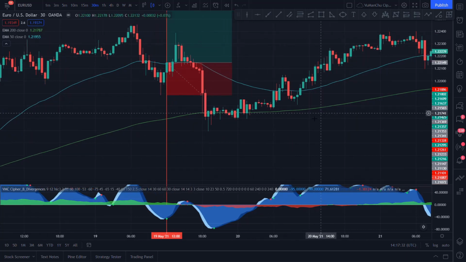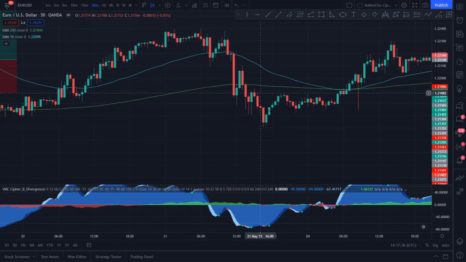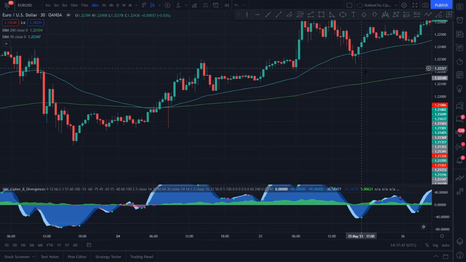Okay, let's take a look at a short example. So you will need the price to go under the 200 EMA, and you want to see a pullback into the 50, which we did not get here. So we are moving on to the next opportunity.